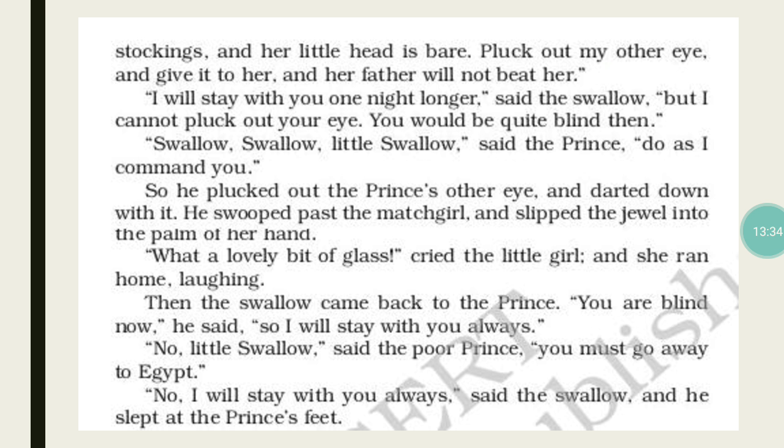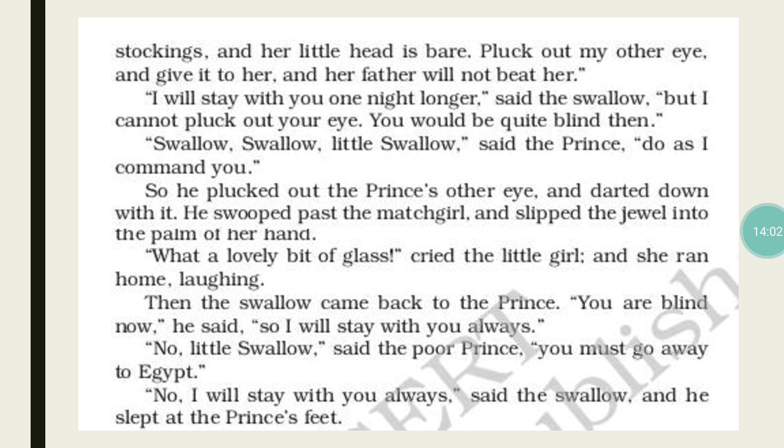So what's the condition of the little girl, children? Yes, again, the Happy Prince told Swallow to do what he had ordered. So at last, Swallow became helpless. What did he do, children? Yes, he plucked out the prince's other eye and darted down with it. Darted means pushed forward, and he swooped past the match girl. What's the meaning of swooped? Swooped means fly very low.